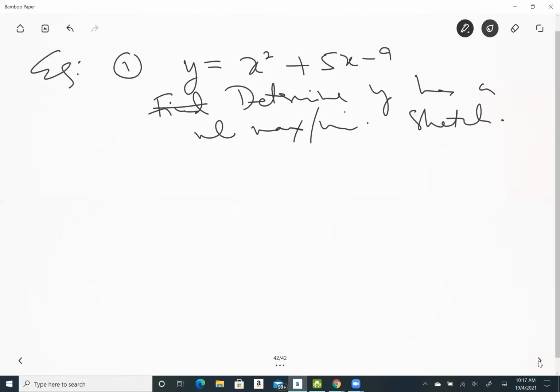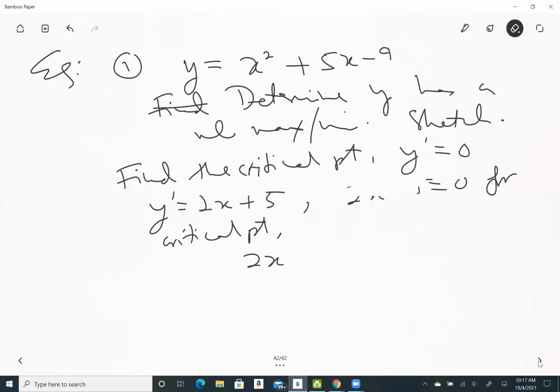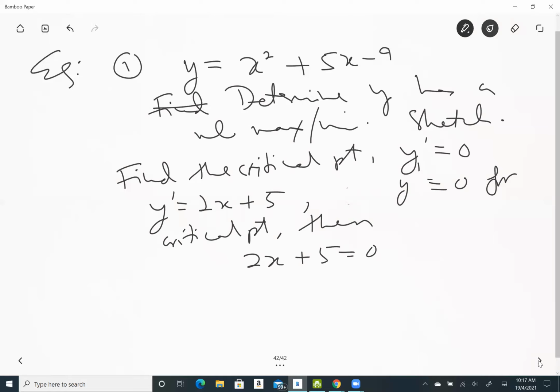So what you do, number one, you find the critical point. That means y prime is equal to zero. So what is y prime? Y prime is equal to 2x plus 5. Set y prime equal to zero for the critical point. Then 2x plus 5 equals zero, so x is equal to negative 5 over 2. That is negative 2.5. So that is our critical value of x.